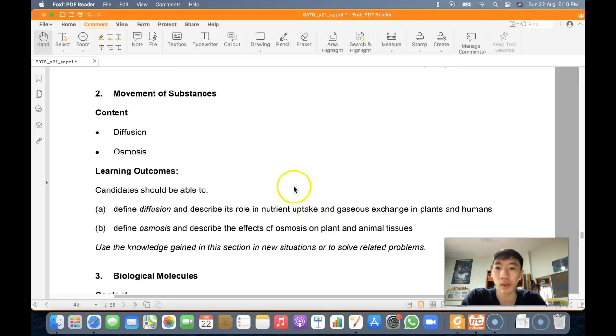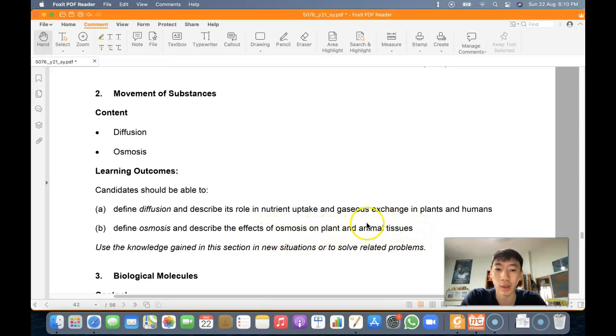Alright, now what I want you to do is to go through each chapter, right? Each chapter and look through each learning outcome. Ask yourself, are you able to do each of these learning outcomes? Are you able to define diffusion? Are you able to describe the role of diffusion in nutrient uptake and in gaseous exchange in plants and humans? Are you able to define osmosis and describe the effect of osmosis on plant and animal tissues?